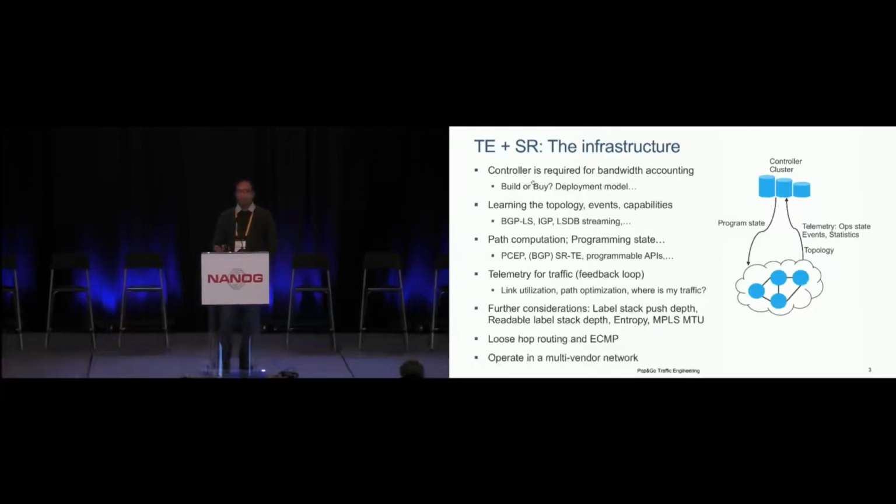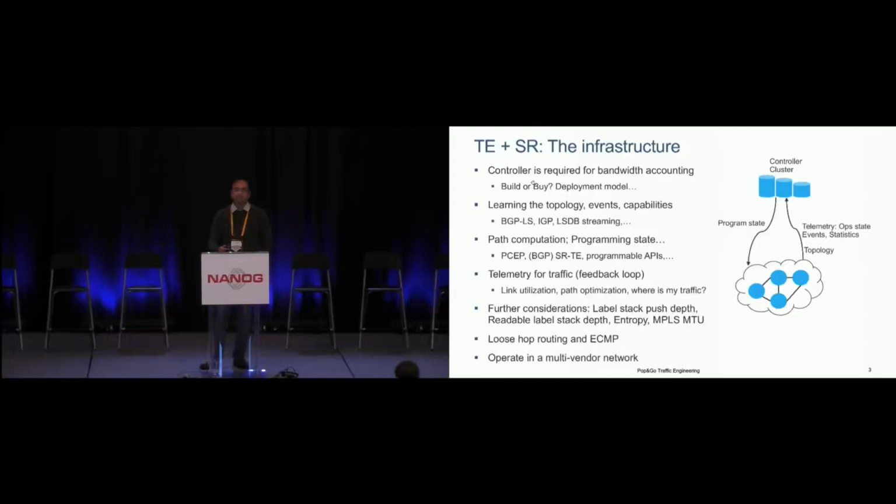And then the controller has to do a path computation, right? There are operators who want to write their own path compute algorithms, and once you compute the path, you have to go and program it back into the edge devices so that you can actually steer traffic into the network. So you could use again PCEP, BGP-SR TE, static segment routing TE, programmable APIs, again various different options.